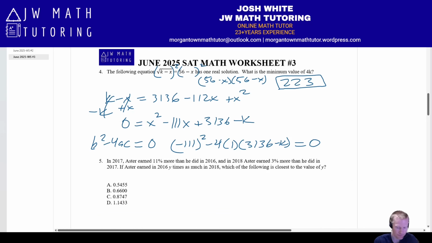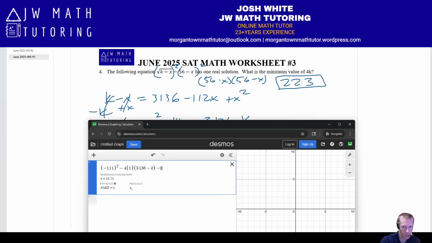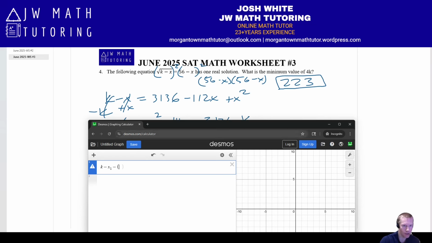Now, let's see how you could solve this on Desmos. So all we're going to do is, the general approach is basically we're still going to square both sides to turn it into a quadratic, and then we're going to basically get it equal to 0. So, okay, the root k minus x squared just becomes k minus x. And then for the other expression, the 56 minus x quantity squared, I'm not going to actually square it out. I'm just going to leave it like that. You don't have to bother squaring it out is the point.